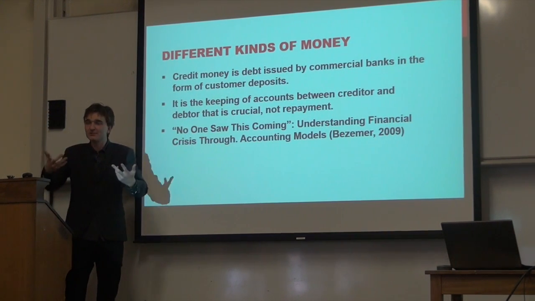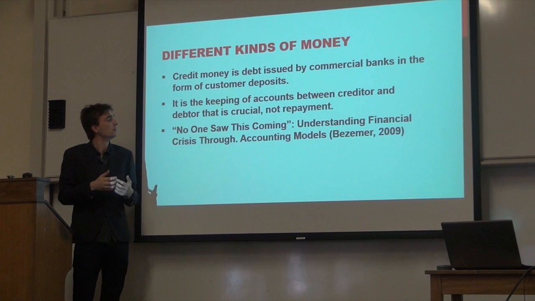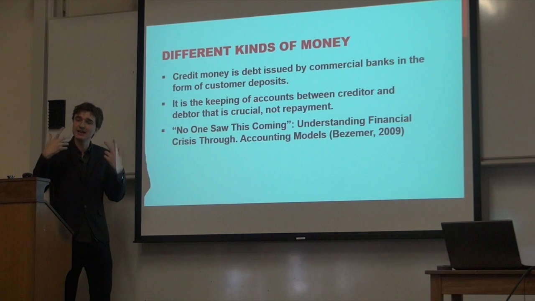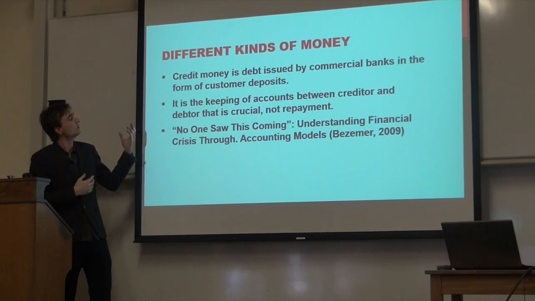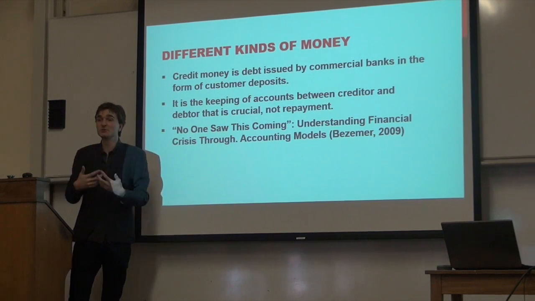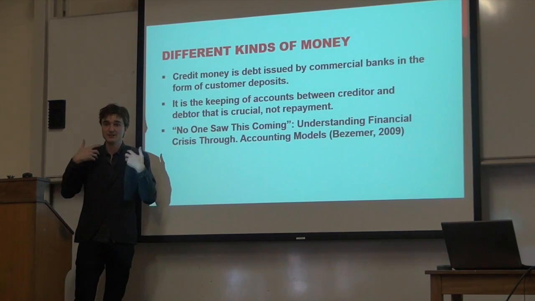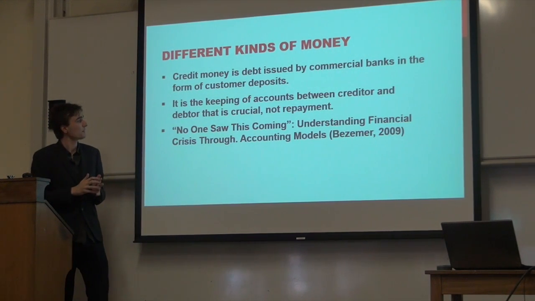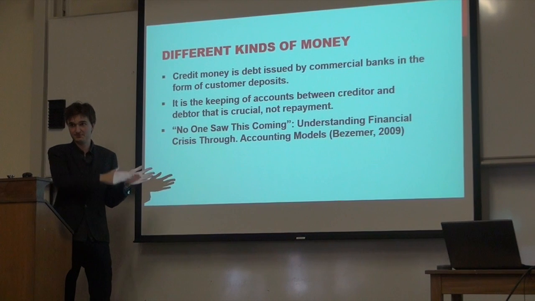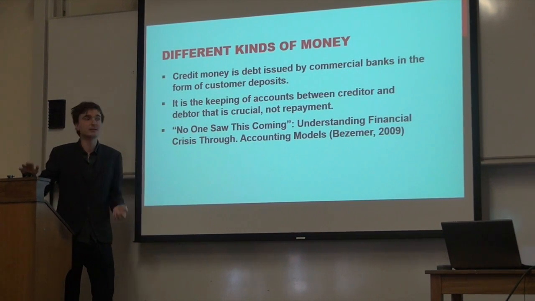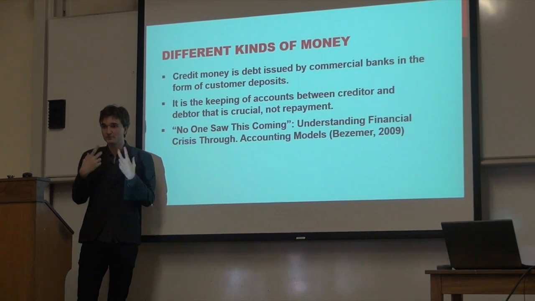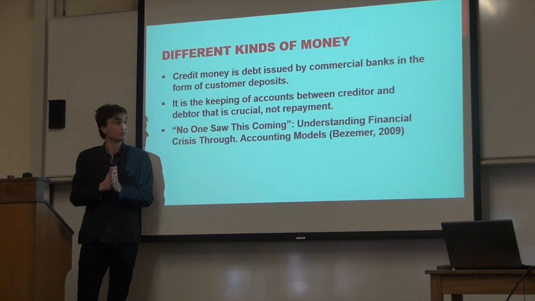I think saying this is a credit theory can lead to overcomplicating it, right? So it's the keeping of accounts between creditor and debtor that's crucial. It's not crucial that there's going to be repayment, right? It's not the idea that in a year from now, this money has to come back, but it expresses the relations as they exist. I think this way of representing is very important for understanding the current economy.